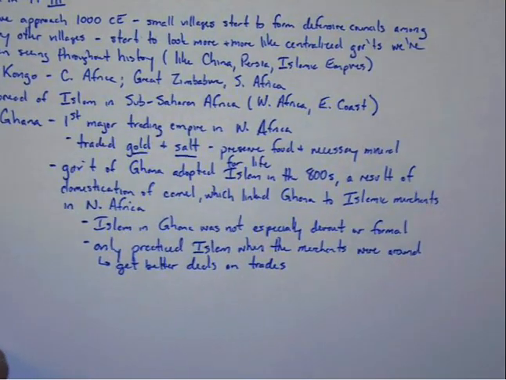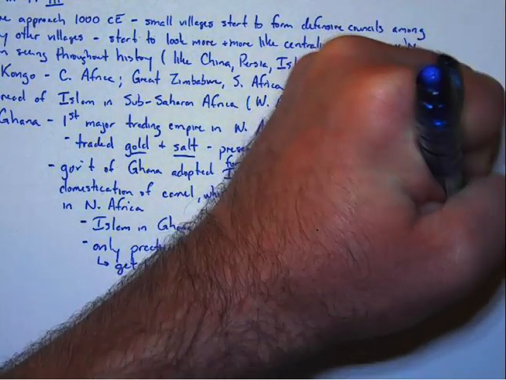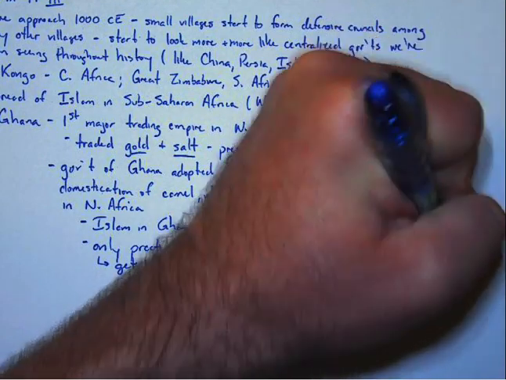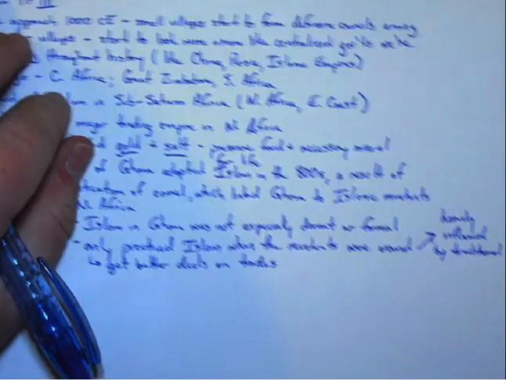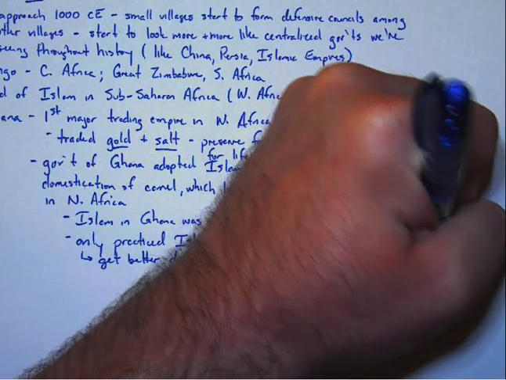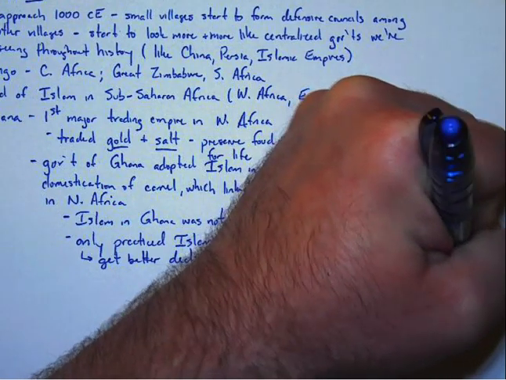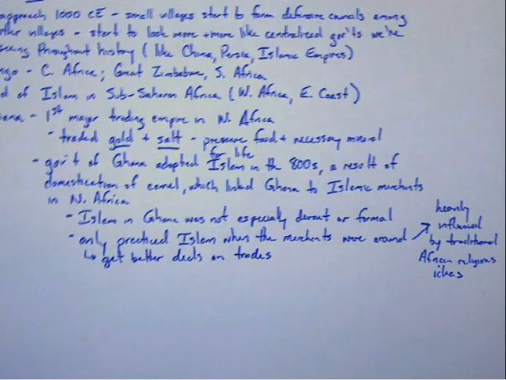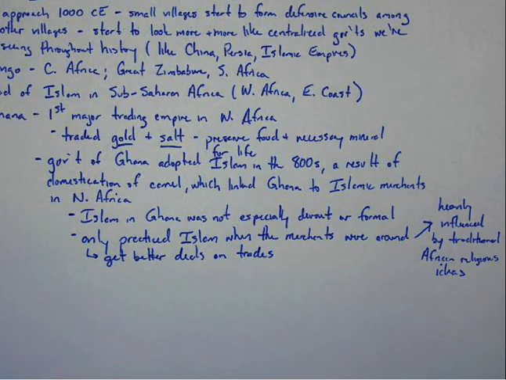And even when they did practice Islam, it was heavily influenced by traditional African religious ideas. So even when they did practice Islam, it was a very African version of Islam that wasn't exactly what the Islamic merchants in North Africa were looking for.